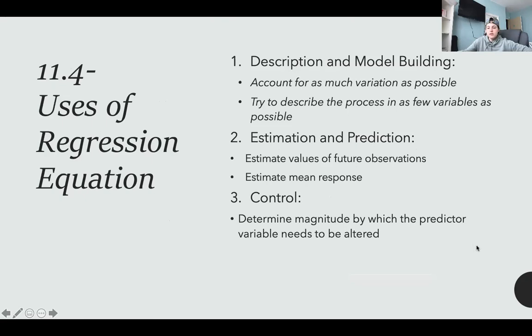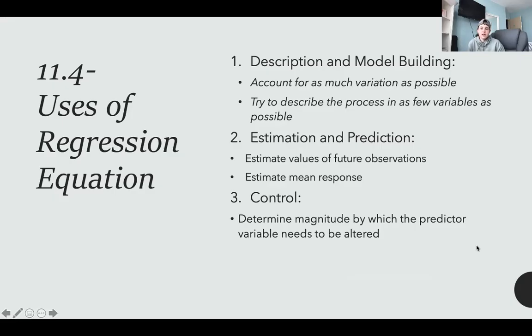So now section 11.4 is going to discuss some of the main uses of regression equations. The first is description and model building. This is used to describe a process or as a model for a complex interacting system. The two conflicting requirements here are that we need to account for as much variation as possible, and we also want to describe the process in as few variables as possible. In this case, try to choose the smallest number of predictor variables that accounts for the most substantial part of the variation in the response variable.